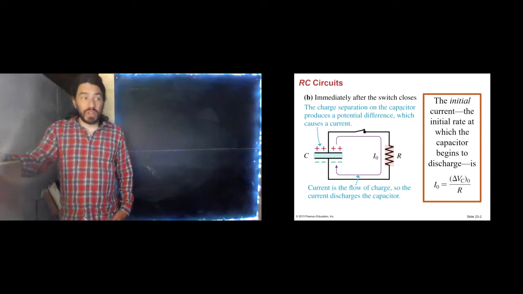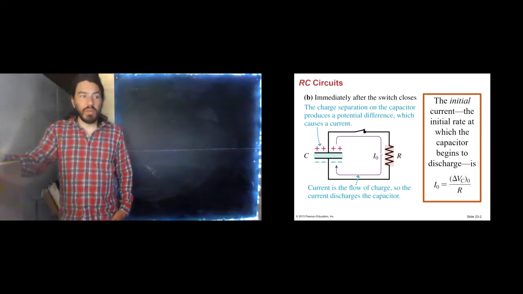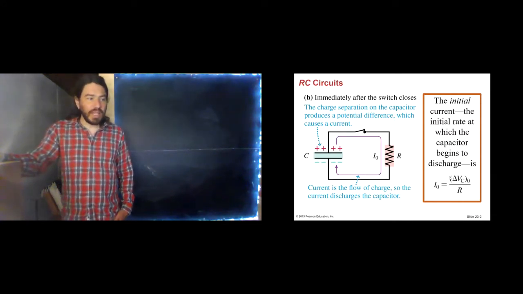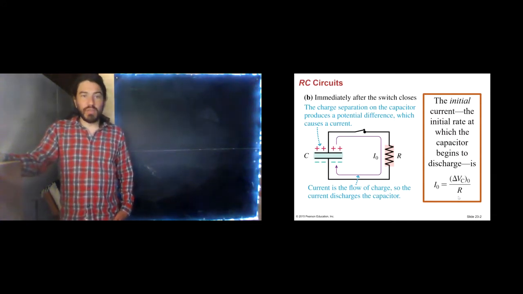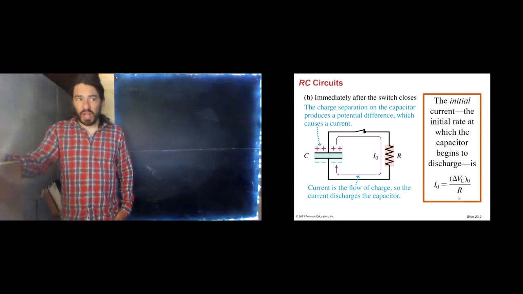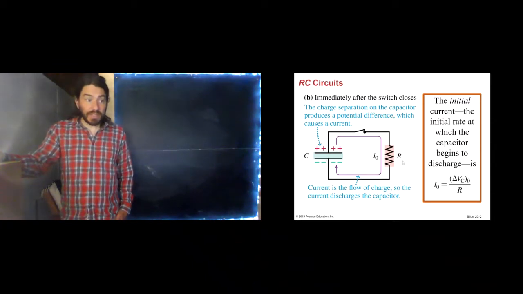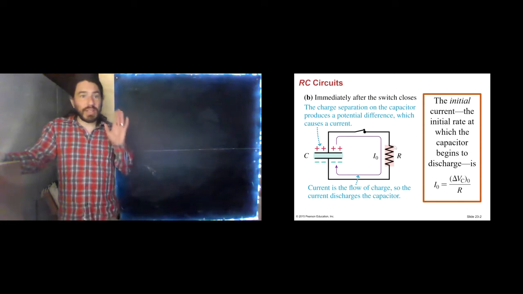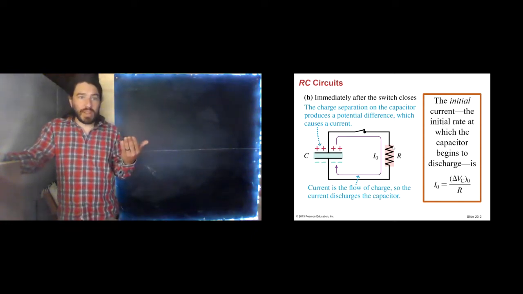So immediately after the switch closes, we get a current here. And notice that initially, the current is simply this initial voltage divided by the resistance. That's just Ohm's law. So the initial current is simply the initial voltage of the capacitor divided by the resistance in the circuit. And so that's our initial current. We get this nice bright bulb right when I flick the switch.